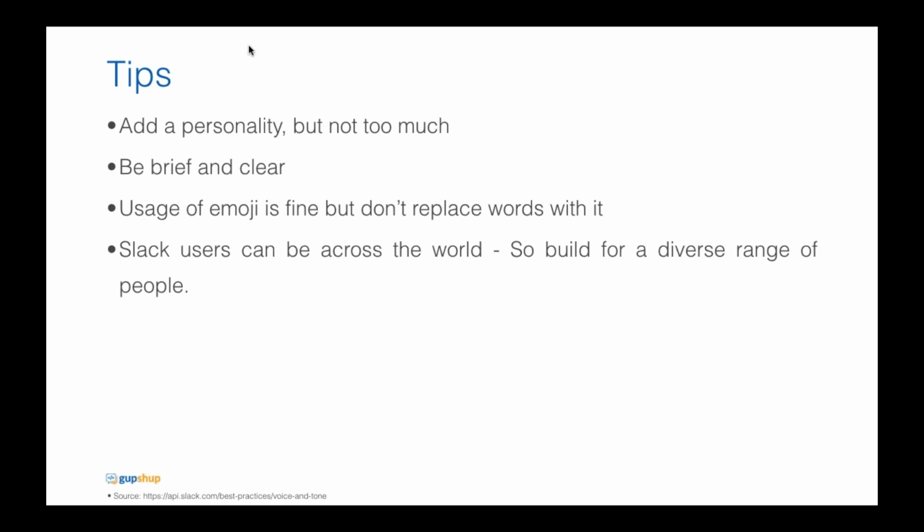A lot of bots use emojis, but sometimes tend to overuse them, where they replace words with them. Maybe not everyone's familiar with them, so stick to using words, but don't replace words with emojis. And most importantly, Slack users can be across the world, especially in a large organization with very large distributed teams. So make sure you build for a diverse range of people. That could mean not overdoing the cultural references, being sensitive to race, ethnicity, and gender, not overusing acronyms and not assuming people know acronyms, building for connections that might not be the strongest, or building something that would work well even on mobile, because not everyone has the greatest internet connection.